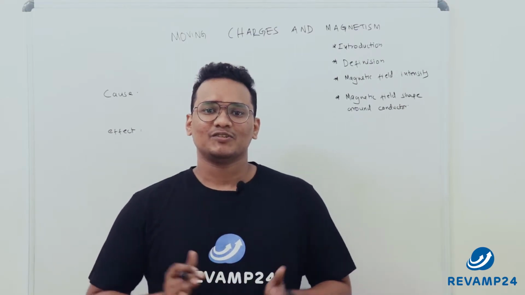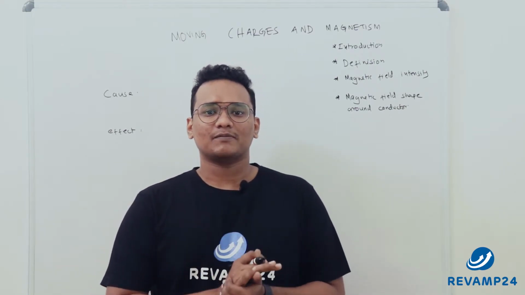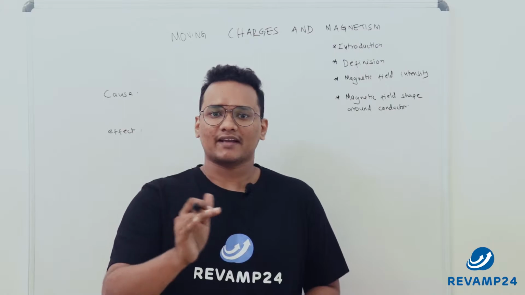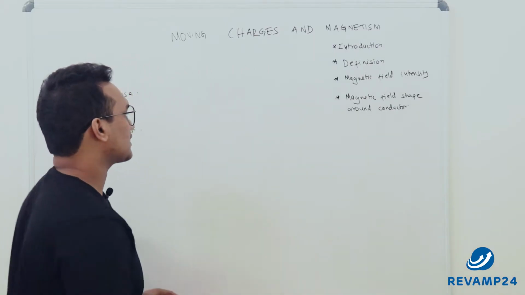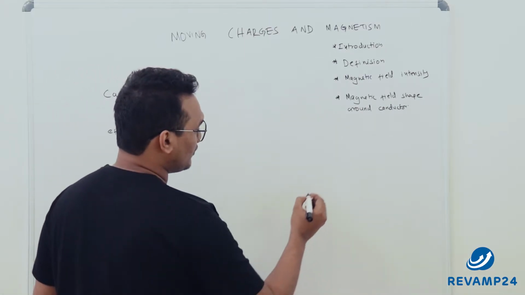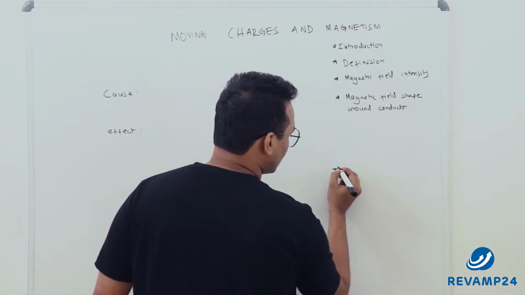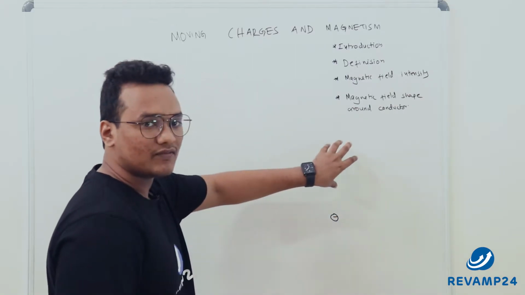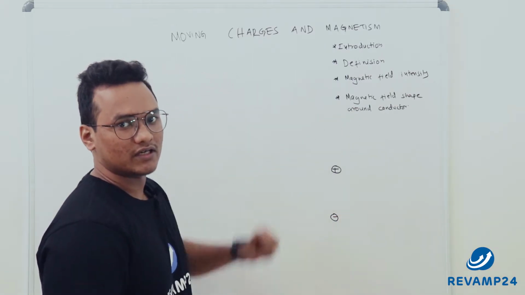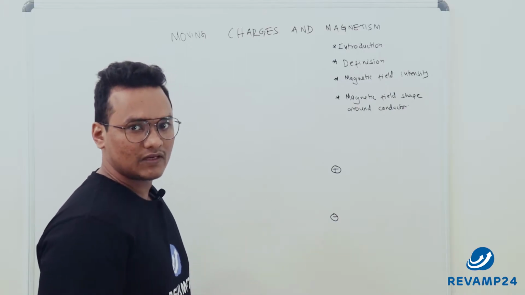Hi, today we are going to start a new chapter, which is moving charges and magnetic field. In the first chapter we learned about electric field. What is that? We have a static charge, it can be positive or negative, that will create an electric field around it.